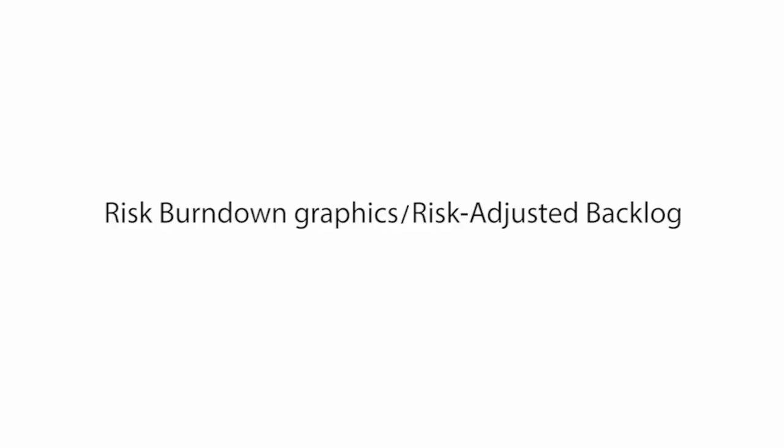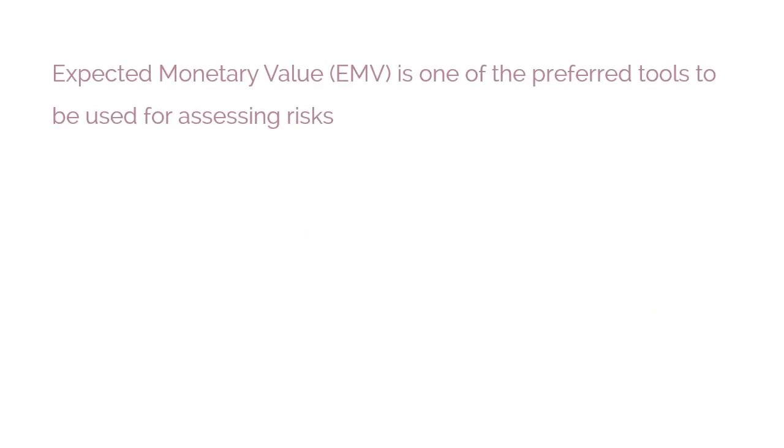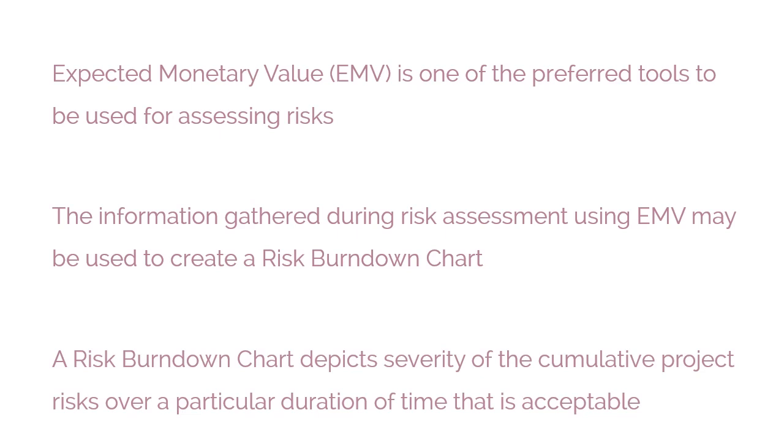In this video, we'll have a look at the risk burndown graphics and risk-adjusted backlog. An important tool which can be used for communicating information related to risks is the Risk Burndown Chart. Expected Monetary Value, EMV, is one of the preferred tools to be used for assessing risks. The information gathered during risk assessment using EMV may be used to create a risk burndown chart.